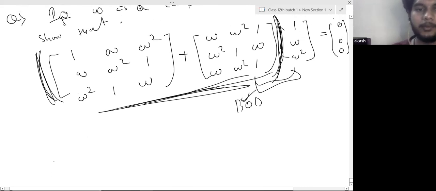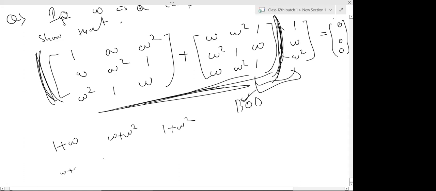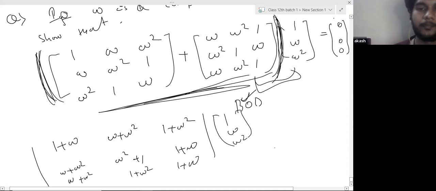If you add these two, you are getting 1 plus omega, omega plus omega square, 1 plus omega square. And this is omega plus omega square plus 1, 1 plus omega. Plus omega. Omega square plus omega. Omega square plus 1 plus omega square. Then 1 plus omega. Right? And this is 1, omega, omega square. All right.